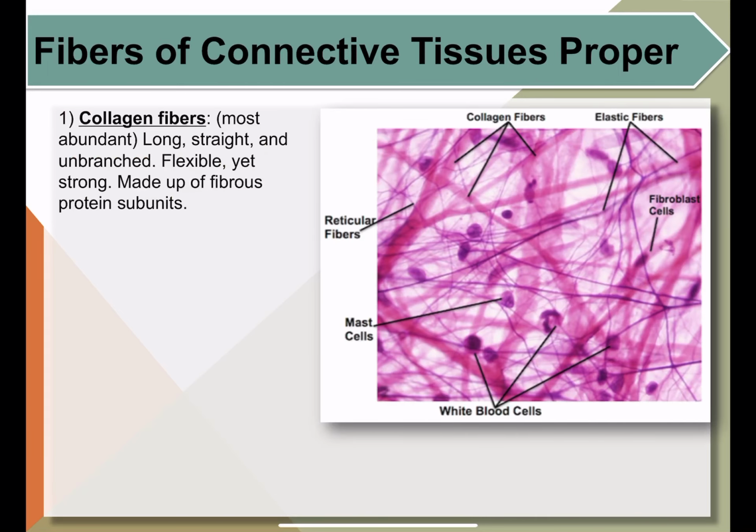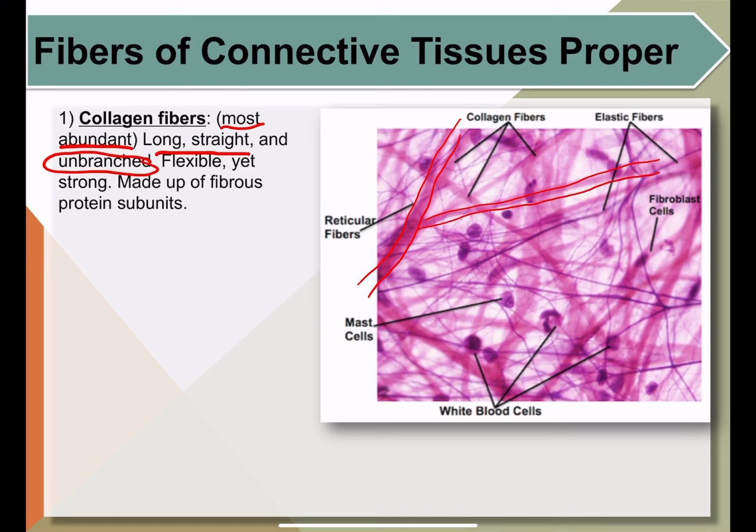All right, so let's go through the 3 different types of fibers and how they are different, okay? So collagen fibers are usually the most abundant type of fibers. They're long, straight, and usually unbranched. So that's why you see these long, thick pink lines here. Okay, so that's what I mean by, it's hard to tell.